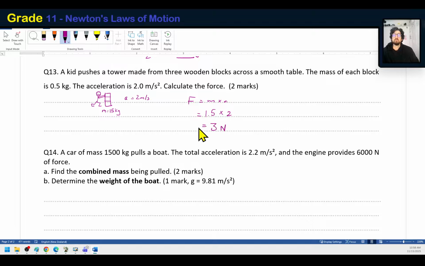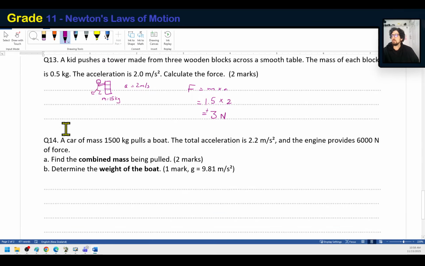Now some of you might be screaming at your computer screens right now, or your phone screens, going, hang on, it's a force, it's a vector, it should have a direction. Yeah, but look, we don't know where they're pushing it. We don't know if they're pushing it to the right or to the left. So if you really prefer, you can say plus 3 newtons. But 3 newtons is fine, because we're looking for the magnitude, even though the question doesn't clearly state that.